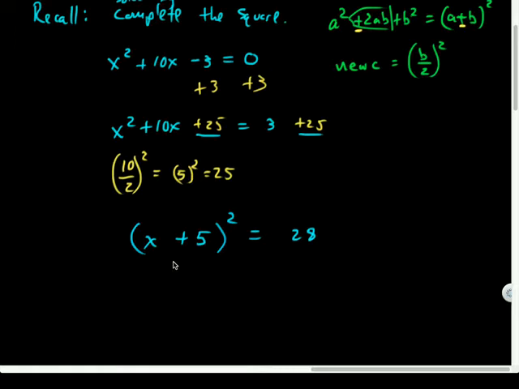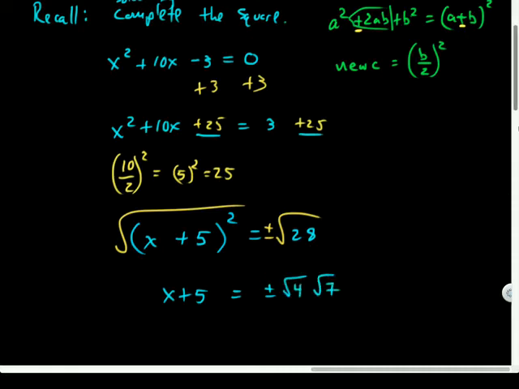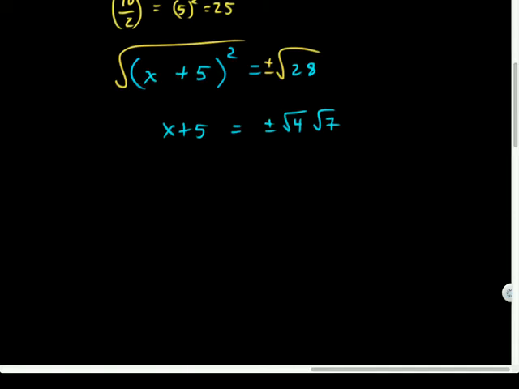And now what I can do to solve, I don't want to FOIL this out or expand it. I actually can get rid of the square by root-rooting both sides, plus or minus, don't forget it. So I'll have x plus 5 equals plus or minus square root of 28, I believe 4 is a perfect square that goes into that. And then I could subtract 5 from both sides. And I'll get x equals negative 5 plus or minus, square root of 4 was 2, square root of 7.